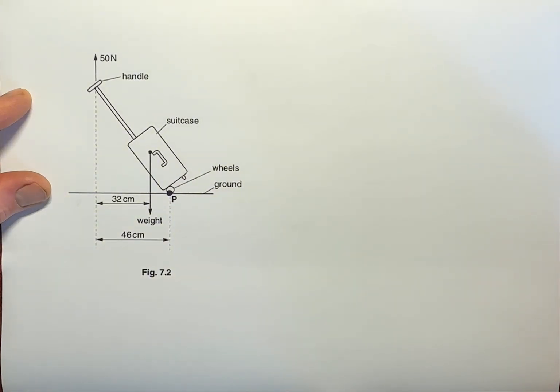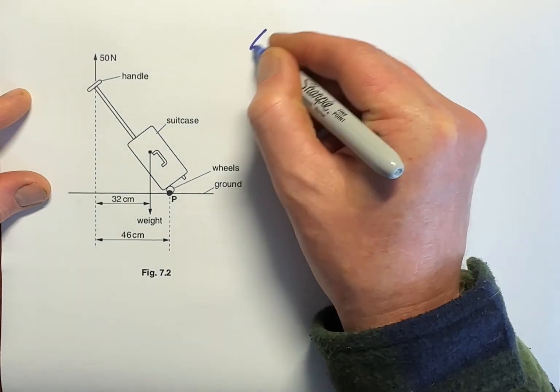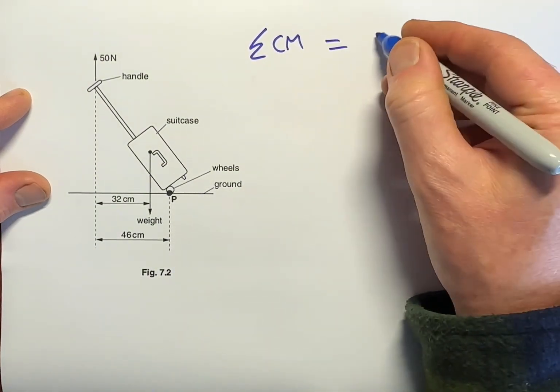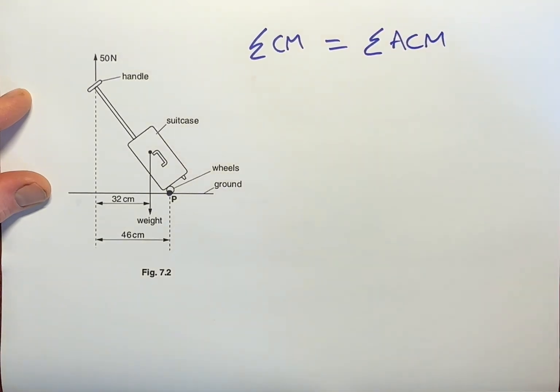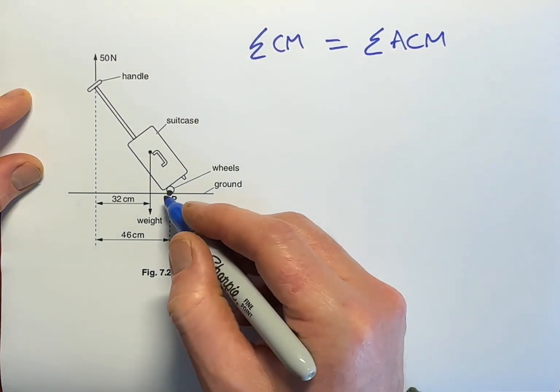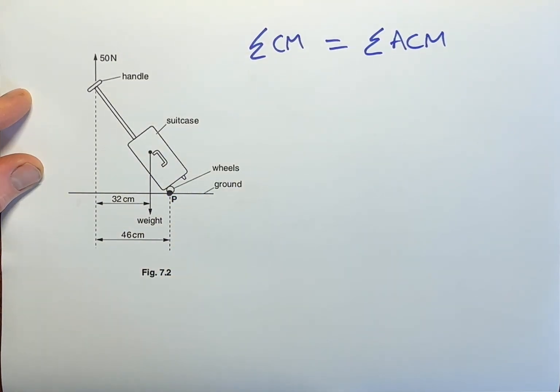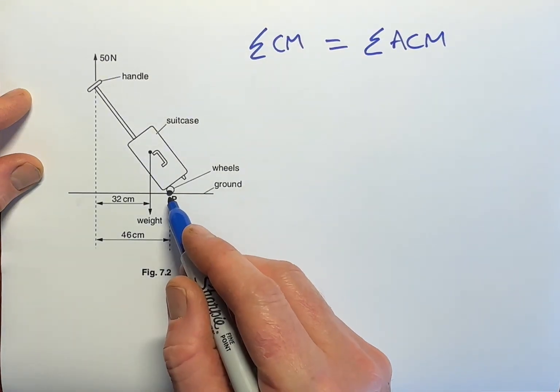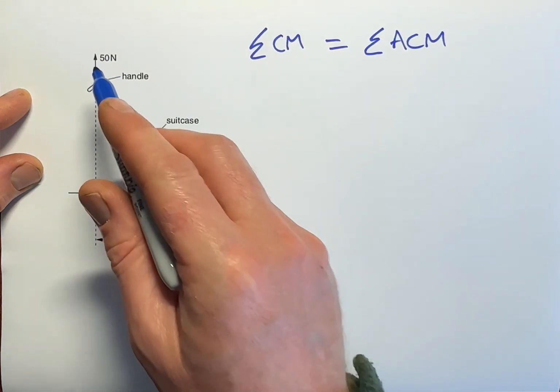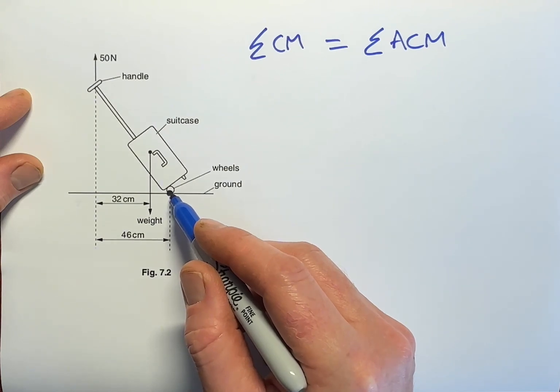Okay, so it's stationary. So it's basically a situation where we know that the forces are in equilibrium, but also we know that the sum of the clockwise moments must be equal to the sum of the anti-clockwise moments, okay, because it's in equilibrium. All right, so this is a moments problem. So this is our pivot point, and you will remember that a moment is defined as the force multiplied by the perpendicular distance from the pivot point.